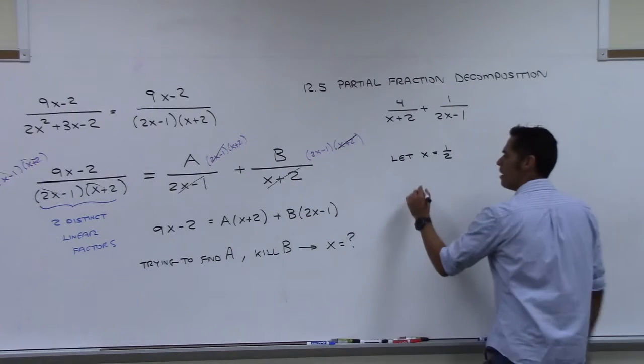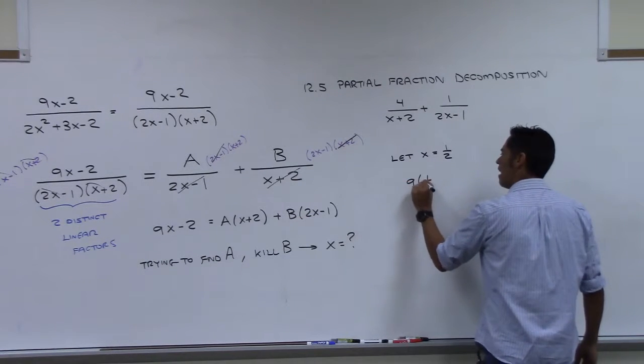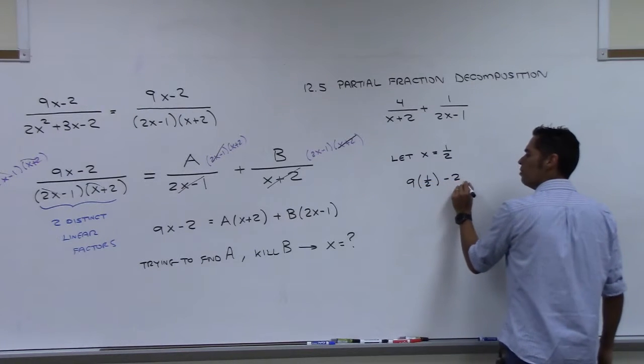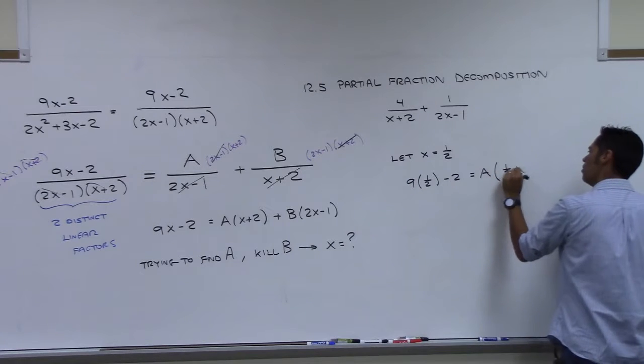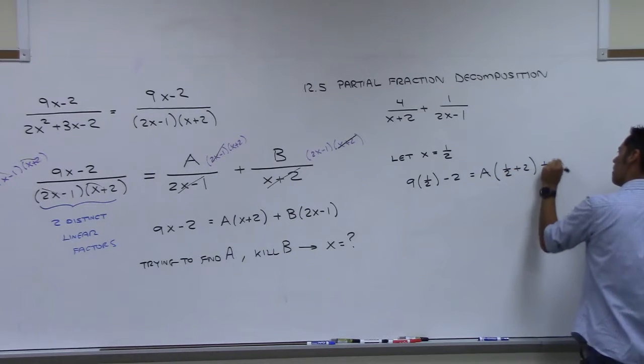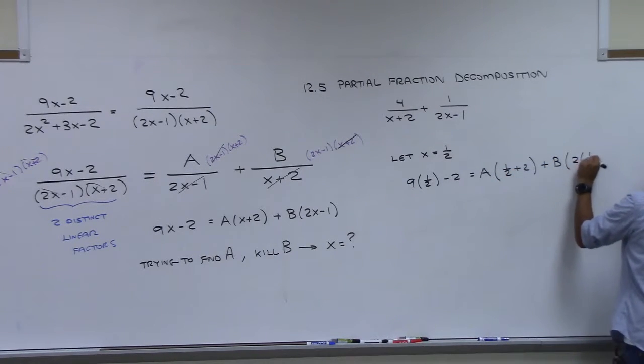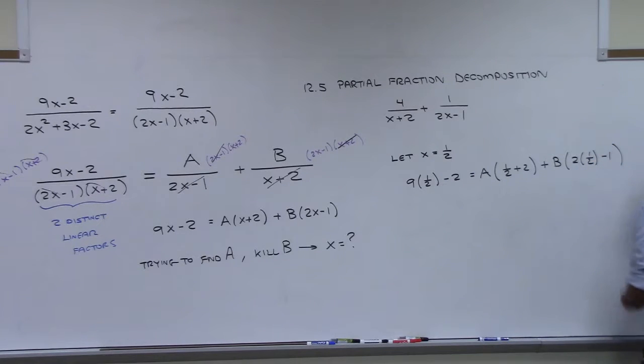Okay? So it becomes 9 times a half minus 2 equals a times a half plus 2 plus b times 2 times a half minus 1. Now we already know that this is 0, right? And we already know that that's going to completely eliminate that. That's why we chose x to be a half. Everything else we have to figure out.